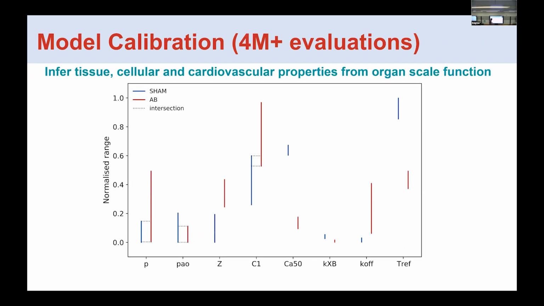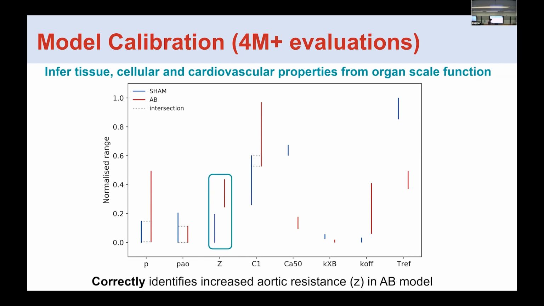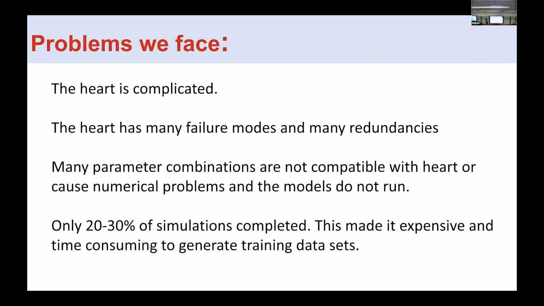And then we can look at calibration, again with 4 million evaluations, which we did with Bayesian history matching. We could see that Z, which was the aortic resistance, was much higher in the aortic banded animals than in the sham. This gives us some confidence that we can use the models to identify where there is increased resistance in the aorta, the pipe coming out of the heart, confirming that we're able to identify the pathological cause that would apply to that animal through the simulations. So this was a nice test for us.